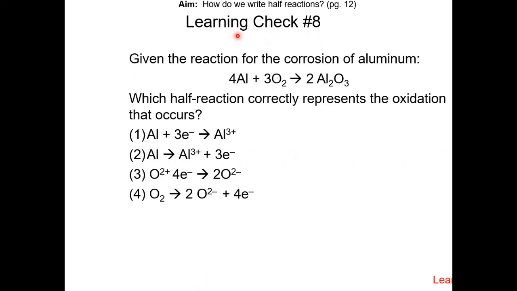Learning check number 8. Given the reaction for the corrosion of aluminum, which half reaction correctly represents the oxidation that occurs? Pause the video and resume when completed. The first step is to figure out which element is being oxidized. It is aluminum. It goes from 0 to +3. For oxidation half reactions, you write electrons last, so the answer is choice 2.